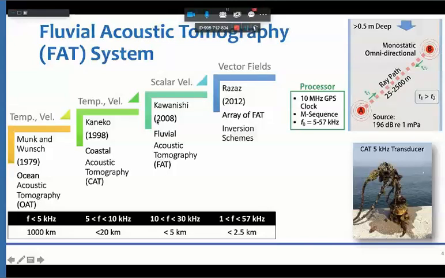But the problem with the initial system of the Fluvial Acoustic Tomography was that it could be operated with only one acoustic path. We're going to discuss why it is important for us to be able to incorporate more than one path in here.